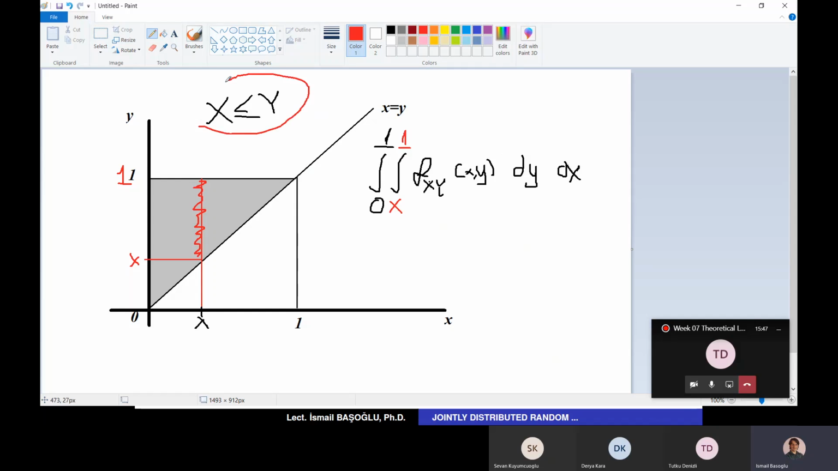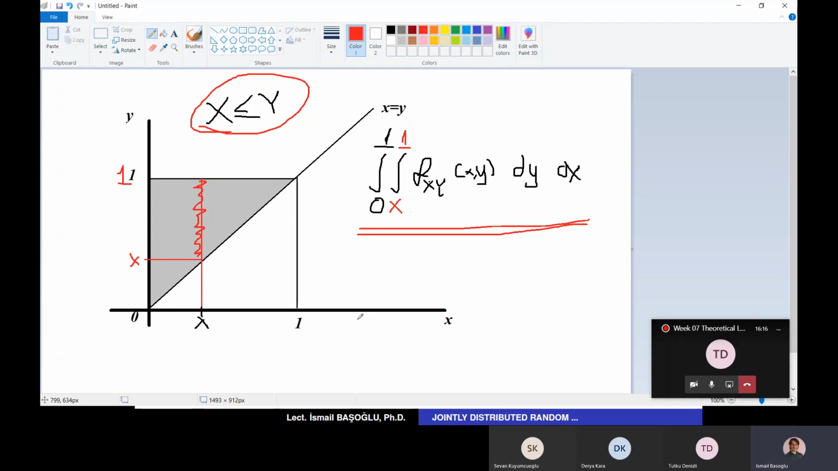And according to this inequality, the outer integral's variables are free to take any value. However, in the inner integral, we need to determine the possible values that y can take, and because of this inequality, y can take values from x to 1, because y should be greater than or equal to x. So that is the integral that I need to solve.